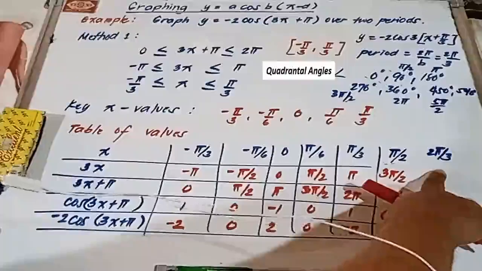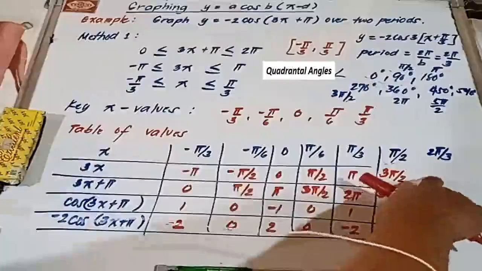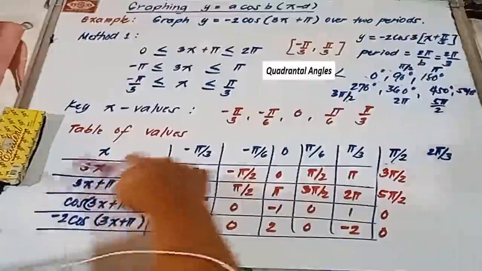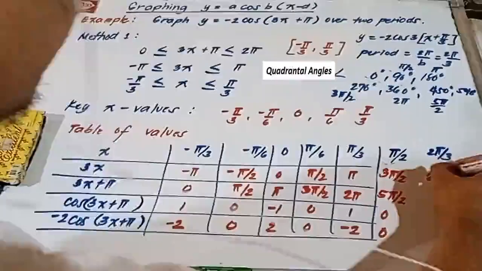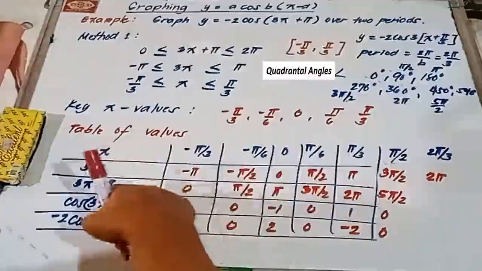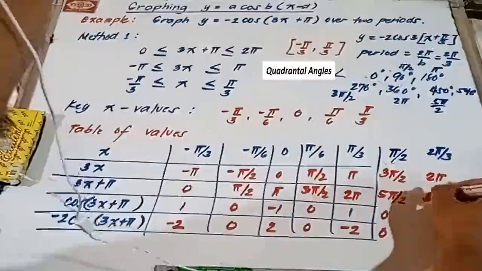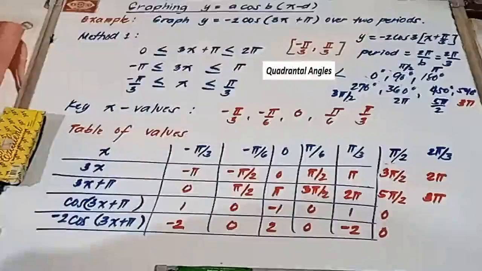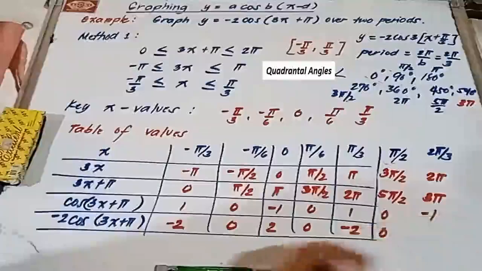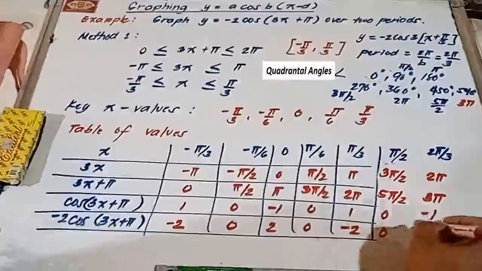2 pi over 3, ito, okay? So, 2 pi over 3 times 3 is 2 pi. 2 pi plus pi is 3 pi. So, ang 3 pi natin is 540 degrees. O, ibig sabihin, nandun siya sa negative x-axis, yung terminal side. So, parang pi din ang cosine niya. So, ang cosine ng 3 pi, negative 1. Negative 1 times negative 2, positive 2.